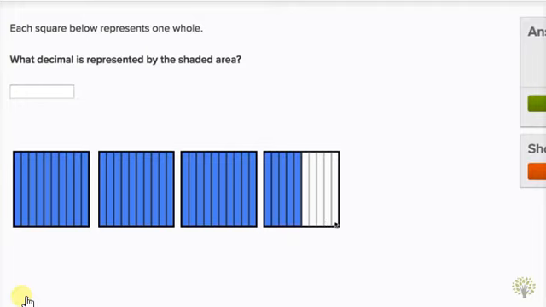The third square has got 5 strips that are shaded, and the first 3 have got all parts shaded, so that makes 3 wholes and 5/10.